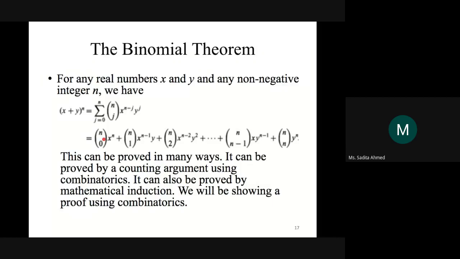All right. What is the next term? X to the power of n minus 1 times y. How many times do we have to choose x to get x to the power of n minus 1? N minus 1 times. How many options are there to choose from in total? N. So total you have n options to choose from, and from there you choose x n minus 1 times. That is, you choose n minus 1 x's.